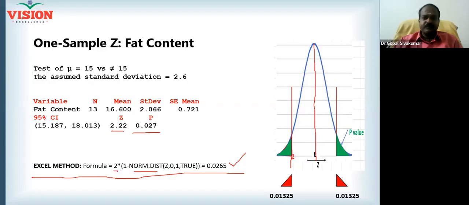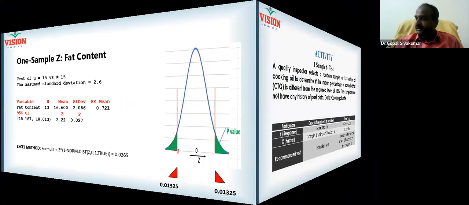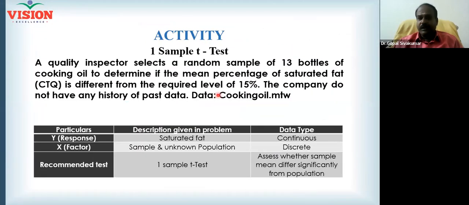And now let me also show you one more thing. For the same problem, let us understand the t-test. See here, same problem, I convert into t-test. Now, the only thing is, what is the difference between Z-test and t-test?